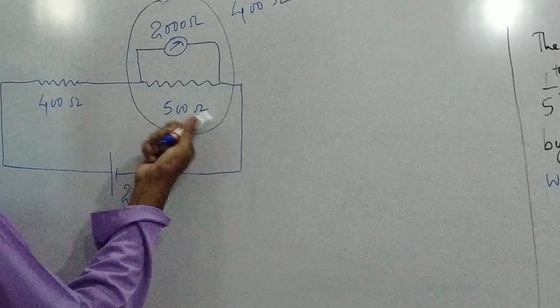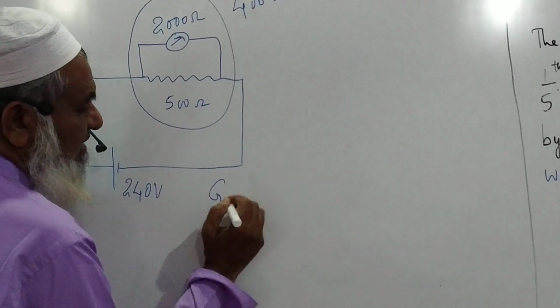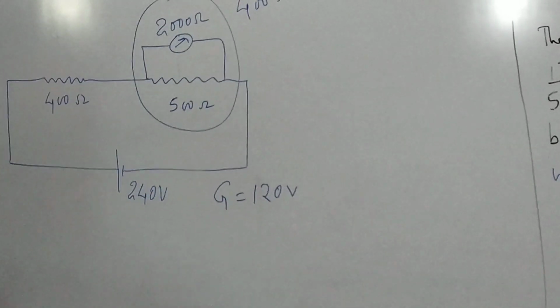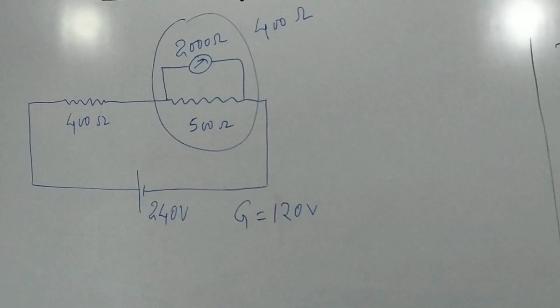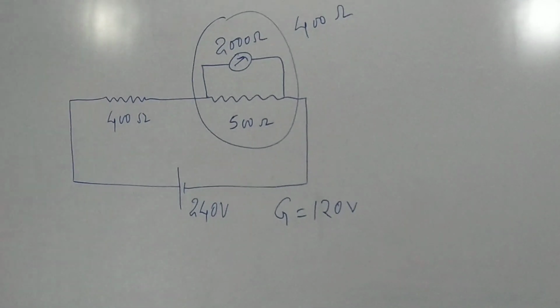So 400 and 400, that means voltage should be equally divided. So galvanometer will show me 120 volt because 50-50 divided, that is 120. So in series, because voltage is getting divided, I should get my answer as 120 volt.